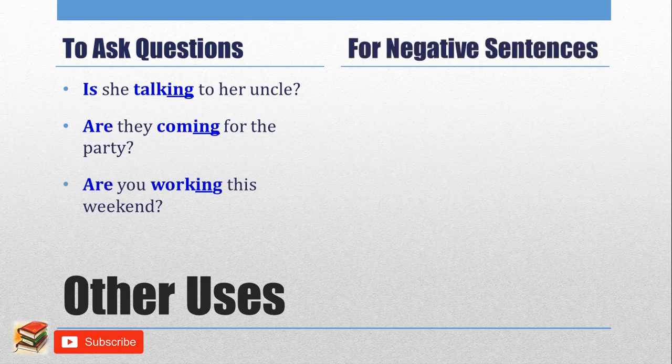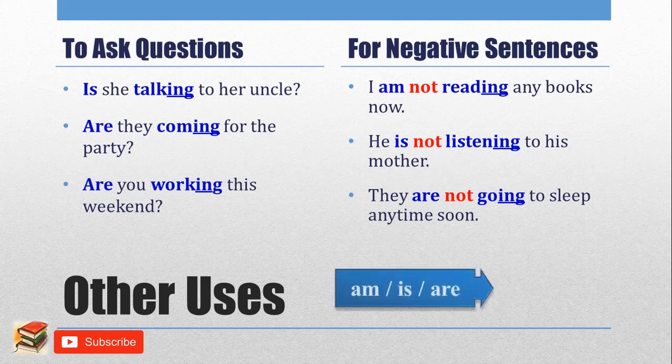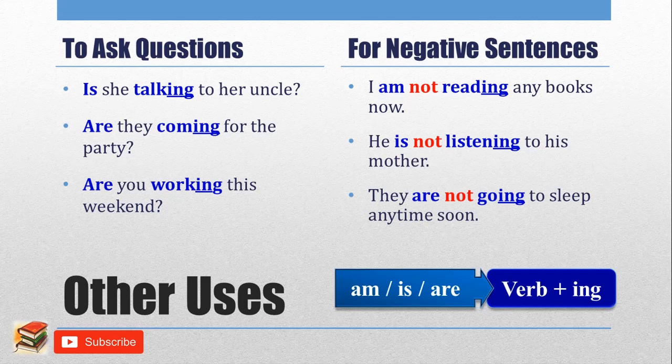Or for negative sentences. For example, I am not reading any books now. He is not listening to his mother. They are not going to sleep anytime soon. Regardless of the usage, the sentences in present continuous tense will always have a to be verb, followed by a verb with ing.